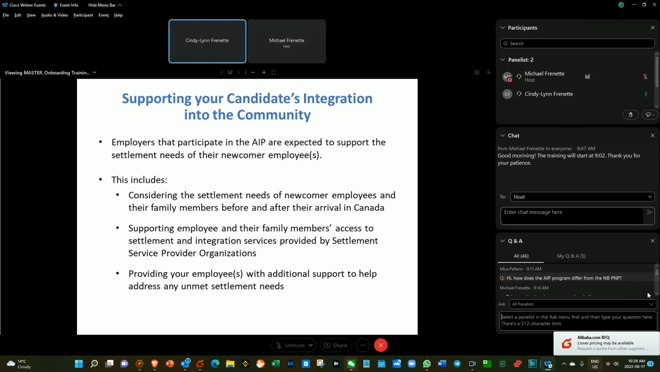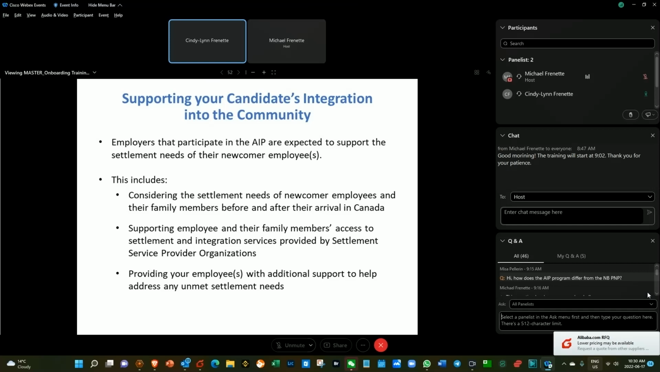Supporting your candidates' integration into the community. You're encouraged to support newcomers' access to these services and, when necessary, provide additional resources to help address any unmet settlement needs. Once a newcomer employee and their family members arrive in Canada, we are then in what we call the post-arrival stage. Employers honor the commitments they have made in the designation and endorsement stage to ensure the newcomers are integrated into the workplace and in the community.